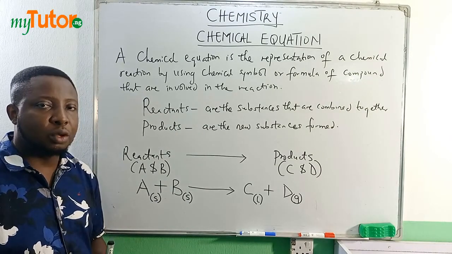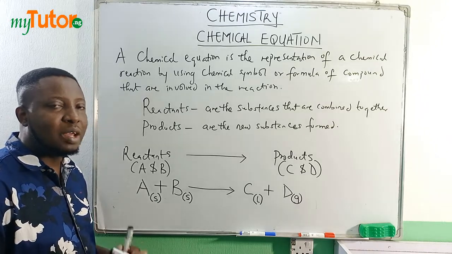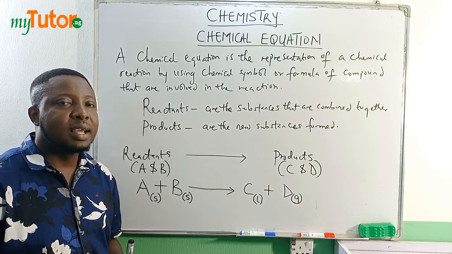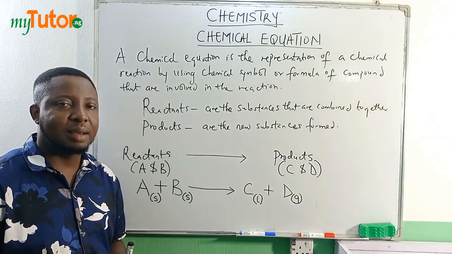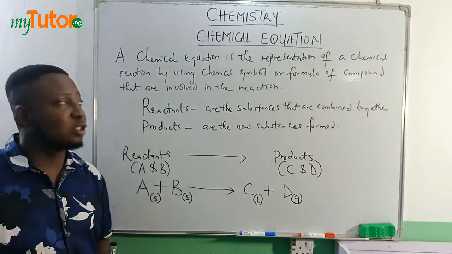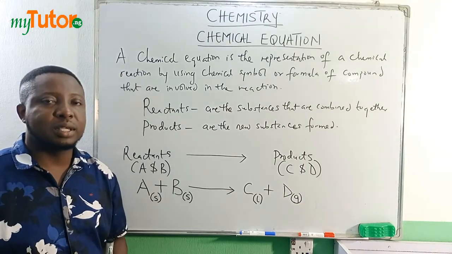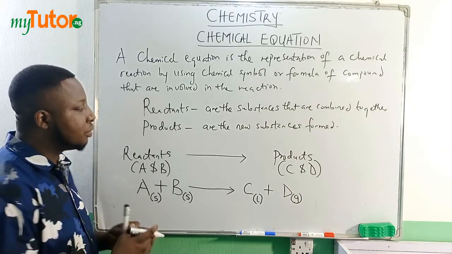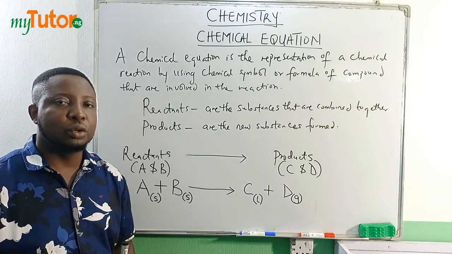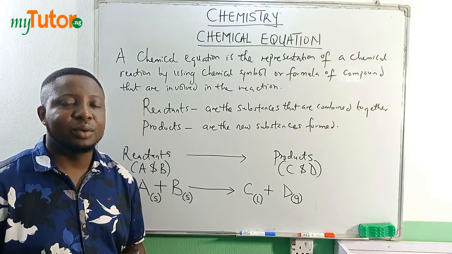The number of atoms of the elements that are involved must be equal on both sides of the equation. We will talk about that in how to balance a chemical equation. So this is the introductory aspect of chemical equation. We have been able to define what a chemical equation is, and we have seen the form of a chemical equation. Then in the next video, we will talk about how to balance a chemical equation.